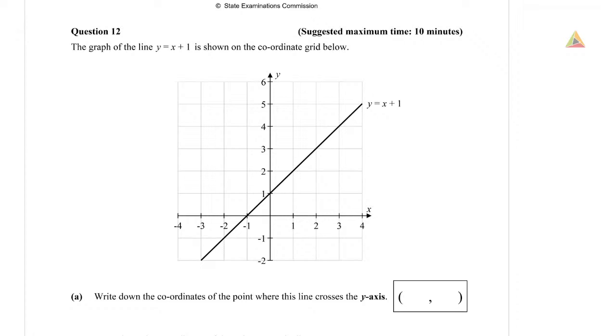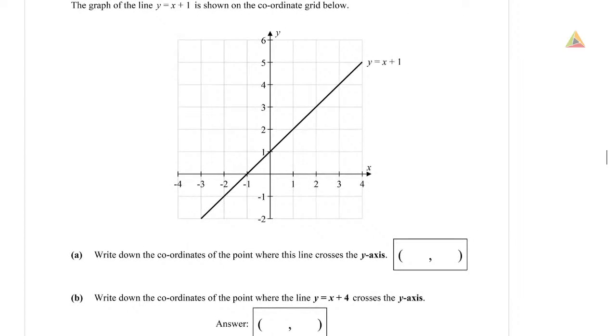Okay, so the graph of the line y is equal to x plus 1 is shown on the coordinate grid below. Write down the coordinates of the point where the line crosses the x-axis. So the y-axis. Where does it cross the y-axis? So it crosses the y-axis at this point here, and that is the point 0, 1.